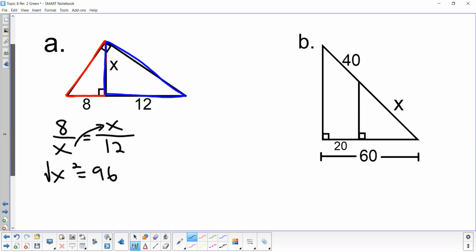Take the square root. And no, it's not like 9 point something. It's always good for us to try to simplify that. So I do my thing over here.